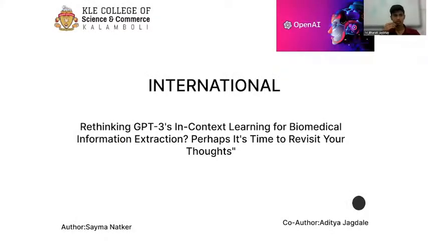My name is Aditya Pandurang Jagdale. My topic is Rethinking GPT-3 In-Context Learning for Biomedical Information Extraction.